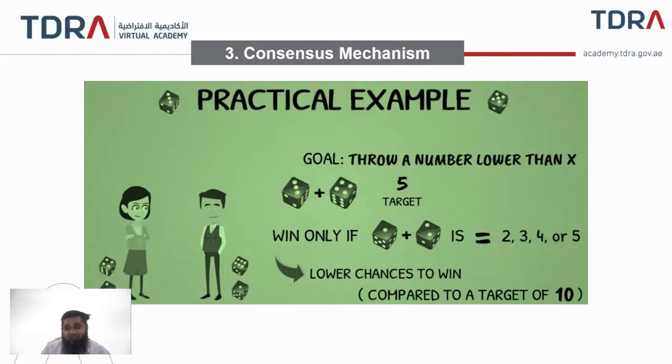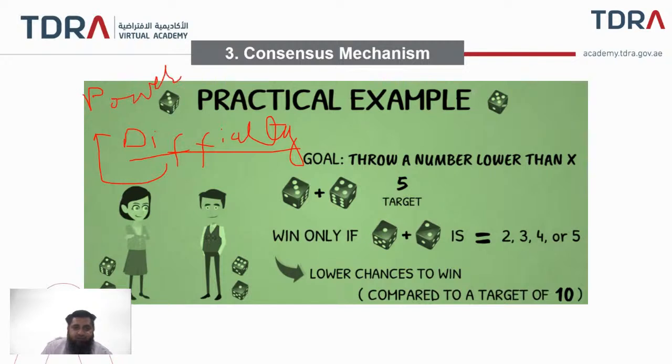But it is difficult to get 5 because 5 has fewer combinations. So similarly, in the blockchain, we say that the miner has a high difficulty level. The difficulty level means it is very difficult for the miner to add the block to the blockchain. This difficulty level depends upon the power of the miners. The more powerful the miners are, the more difficulty there is.